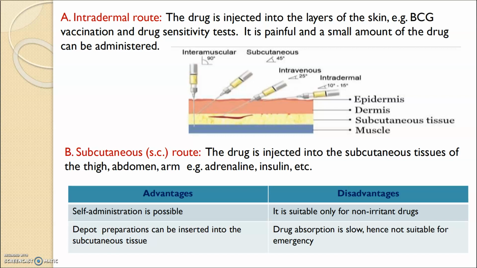For the subcutaneous route, advantages are self-administration is possible. Depot preparations can be inserted into the subcutaneous tissue. So what are the disadvantages? It is suitable only for non-irritant drugs. Drug absorption is slow. Hence, it is not suitable for emergency condition.